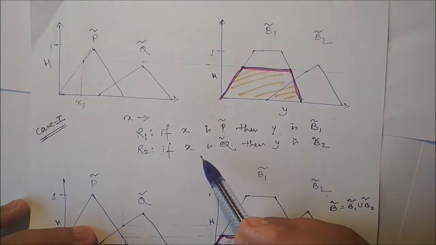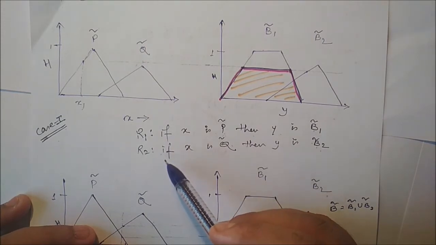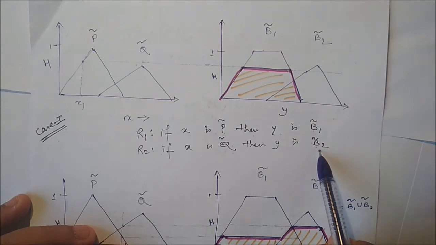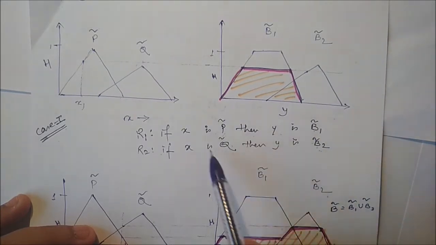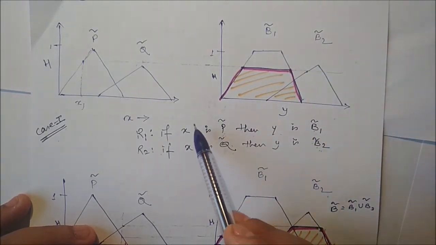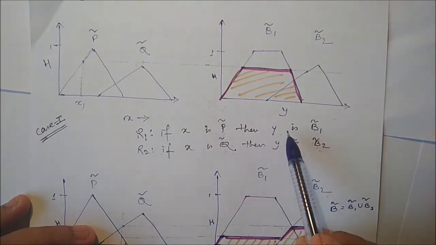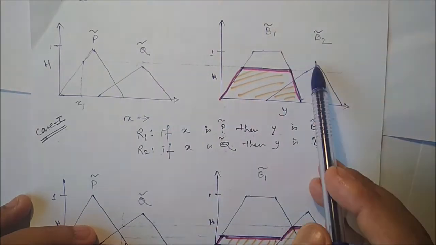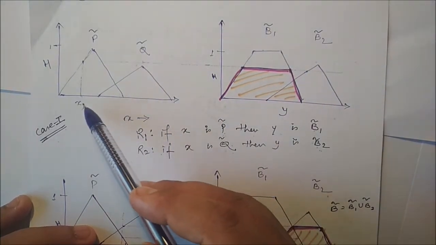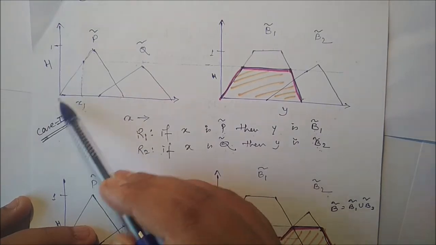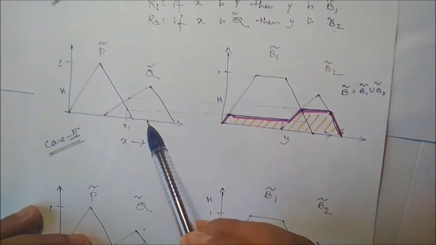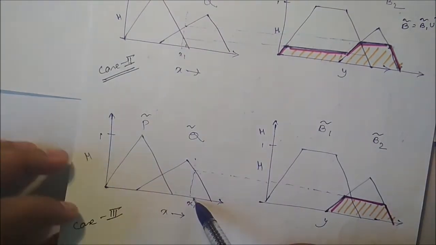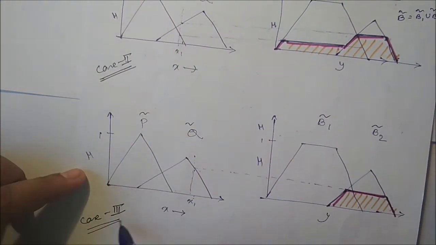Now here two rules are there, R1 and R2. If x is P, then y is B1. If x is Q, then y is B2. Here P, Q, B1, B2 are all fuzzy sets. This is the antecedent part, and this is the consequent part. If the input is x1, and the position of the input is somewhere here, and if the input is somewhere here, now three cases are there. We can see three cases.